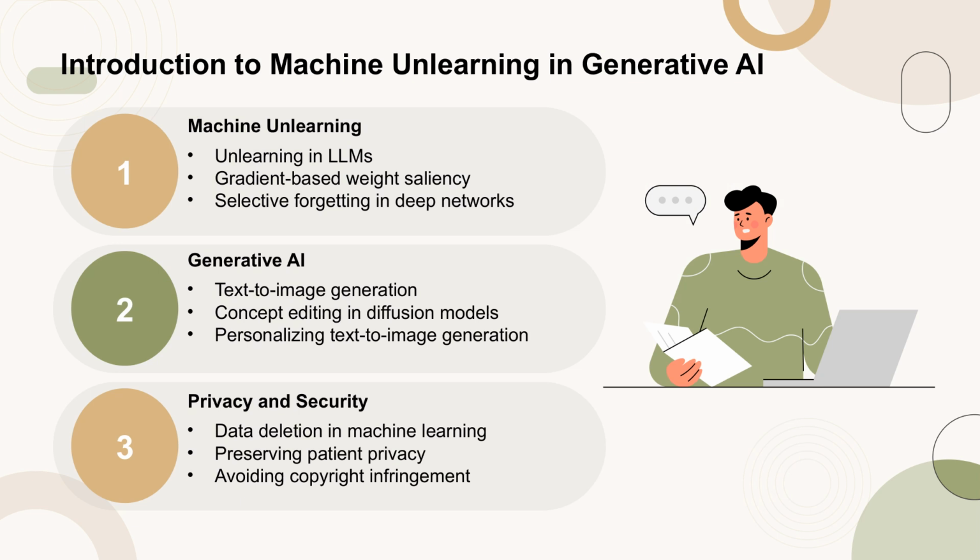The introduction of this paper focuses on the concept of machine unlearning within the context of generative AI. This includes the unlearning of specific information in large language models, LLMs, and the use of gradient-based weight saliency for selective forgetting in deep networks. The paper also explores the applications of generative AI, such as text-image generation and concept editing in diffusion models, which personalize these processes. Additionally, the paper addresses privacy and security concerns, discussing data deletion in machine learning, the preservation of patient privacy, and methods to avoid copyright infringement.